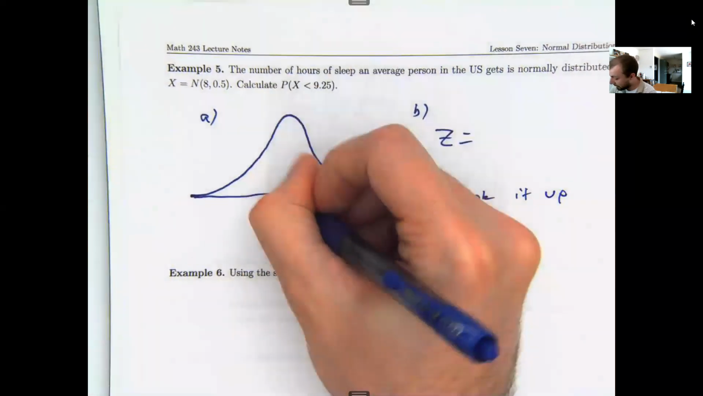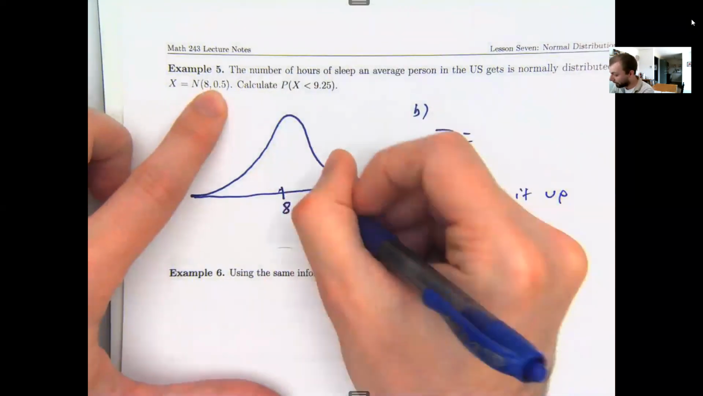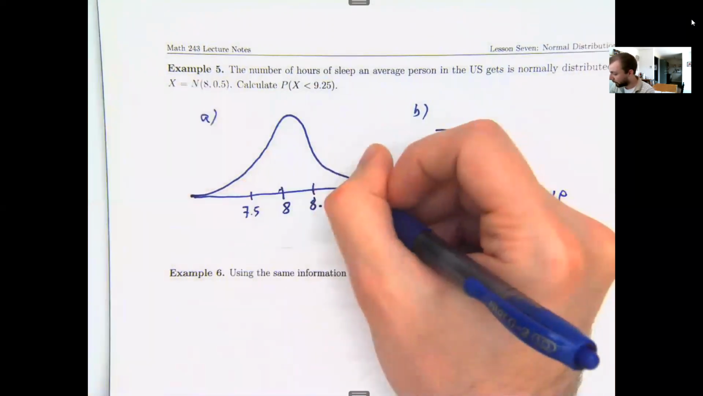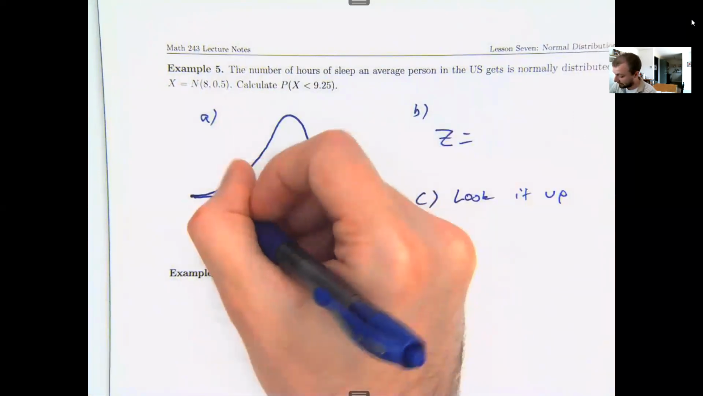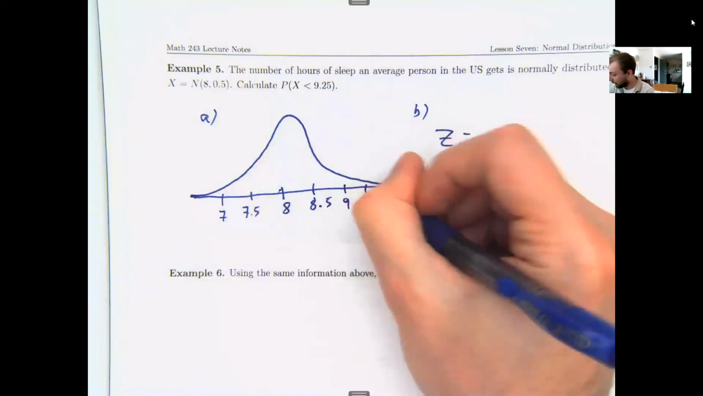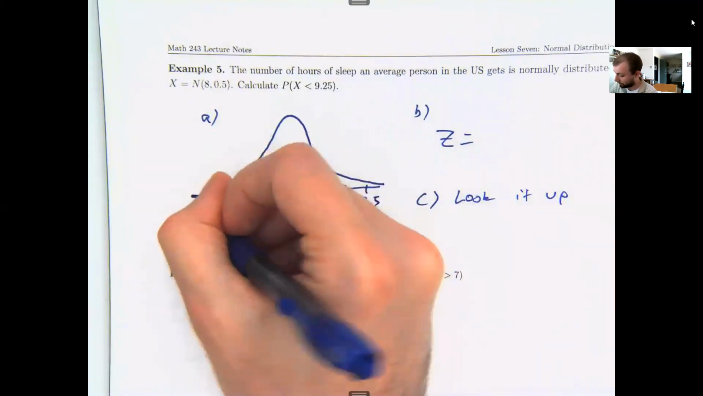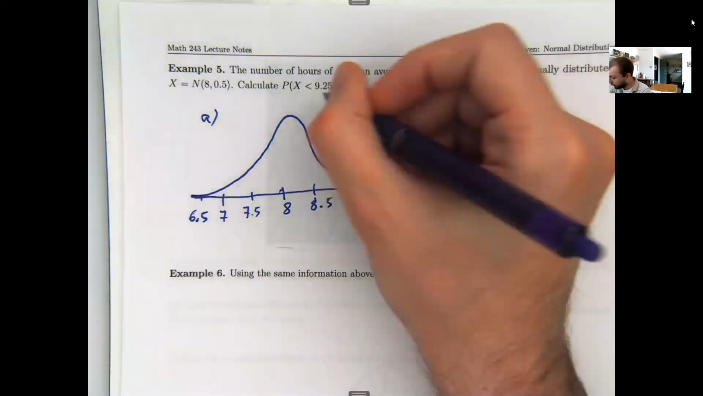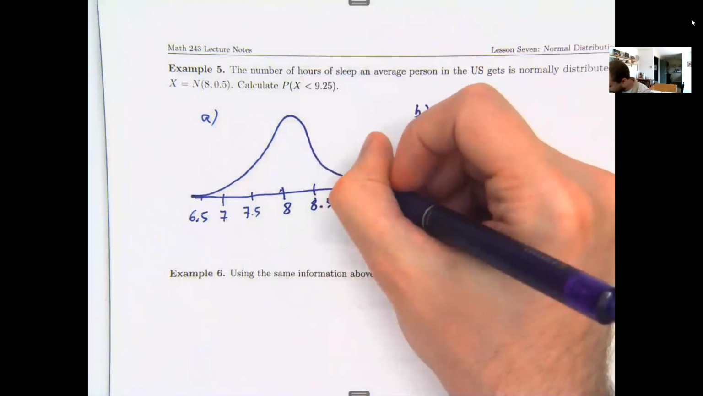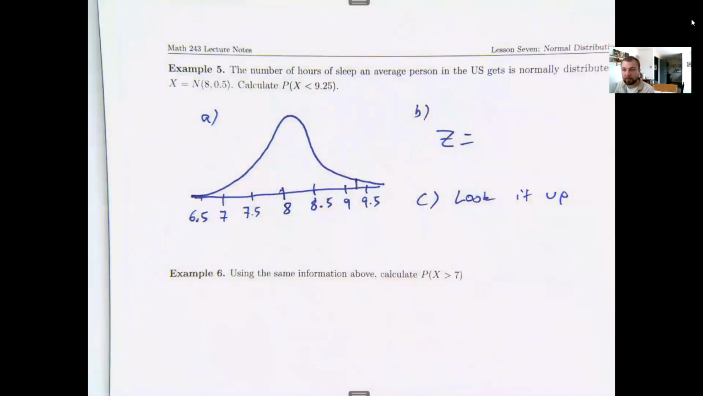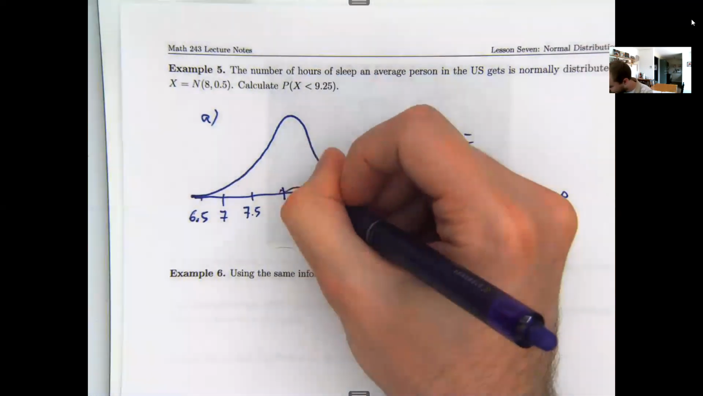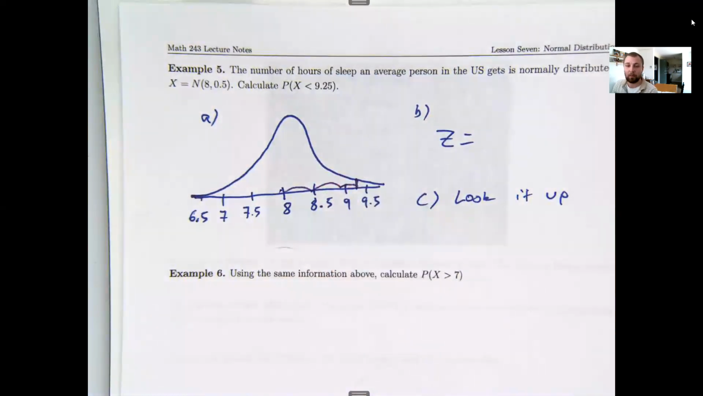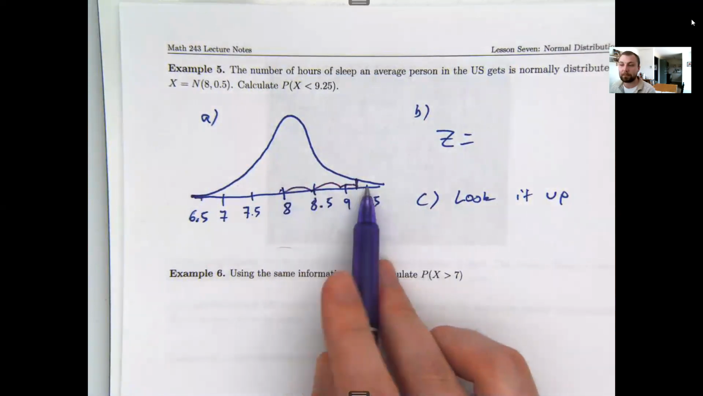The middle of my curve is 8. I'm counting by 0.5, so this is 8.5, 7.5, 9, 7, 9.5, 6.5. The value I care about for this particular problem is 9.25, and that happens right here. Do you see how this is about 2.5 standard deviations away? When I calculate the z-score, I'm anticipating that it's going to be really close to 2.5.